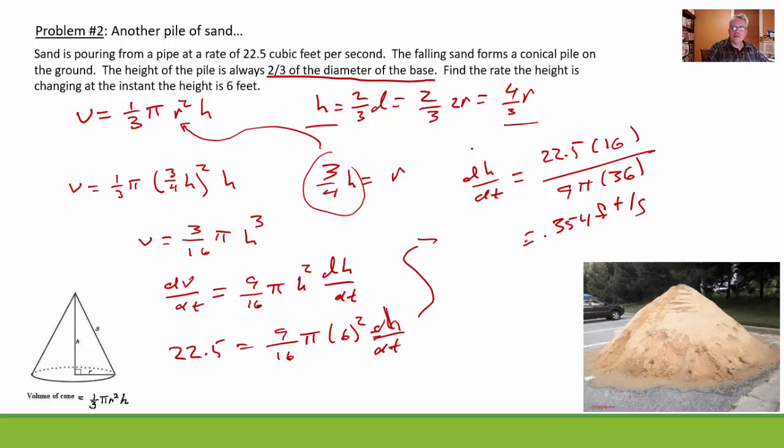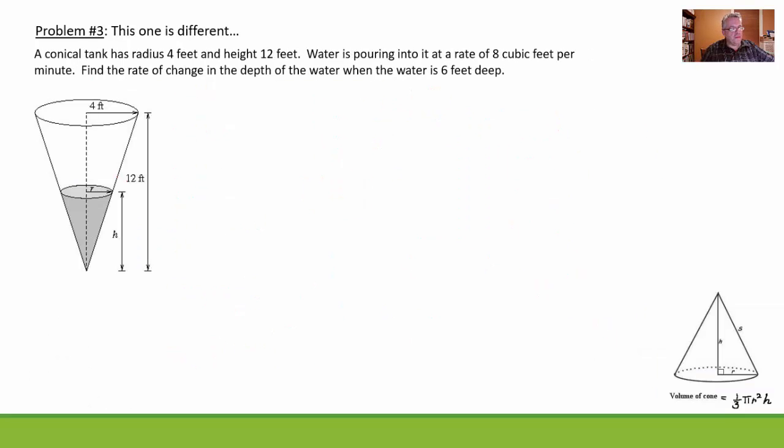There we go. So that's how fast the height is changing. Okay. This one is another cone problem. It's slightly different. This time water is filling up a kind of cone-shaped tank. So overall, the tank is 12 feet high and has a radius of 4 feet.